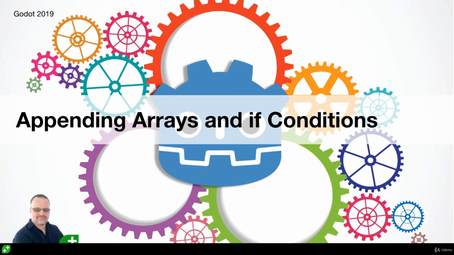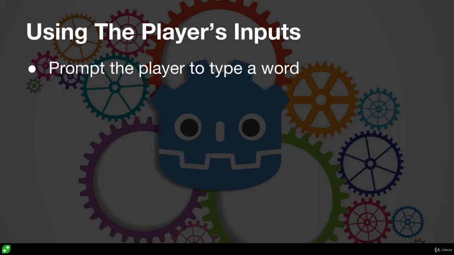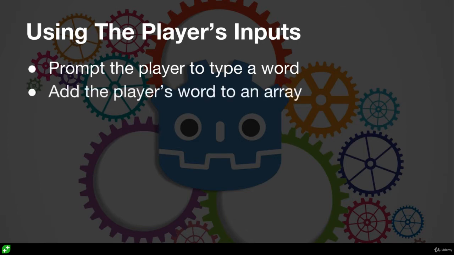In this video, we're going to talk about appending arrays and if conditions. See, I want to use the player inputs in our story, and for that to happen, I want to go through several steps. The first is I want to prompt the player to type a word. The player should know what kind of word it is. Is this a name? Is this a place? A noun? An adverb? An adjective? What is it, right? Second, I want to add those player words to a new array.